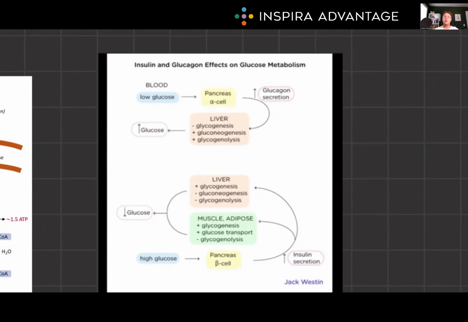Let's go through 3 example problems to make sure that this is clicking. Beginning with problem 1. If a cell needs to produce a large amount of ATP quickly, what metabolic pathway would be most active? Anabolic or catabolic? Take a few minutes to think about this. Giving you the answer in 3, 2, 1.